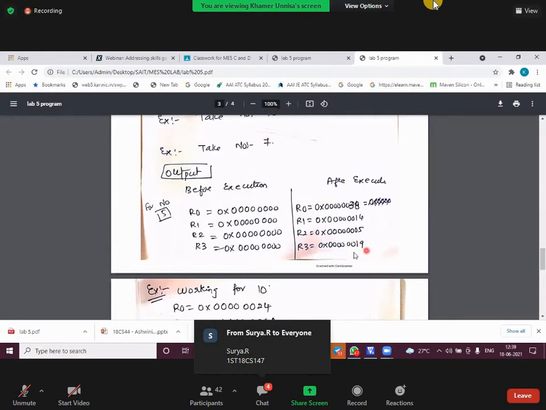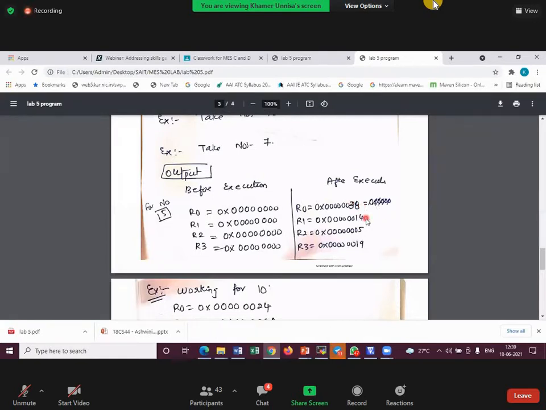So R3 has the value of the 5 square in the hexa format. R0 has the address. R1 has the logical shift left operation of the 5, and R2 is the number I'm interested in. Hope this part is clear to all of you.